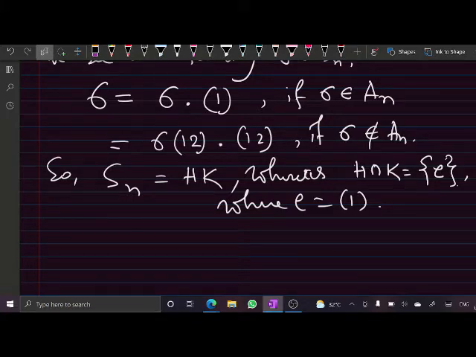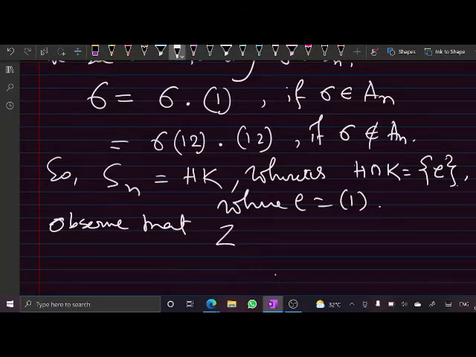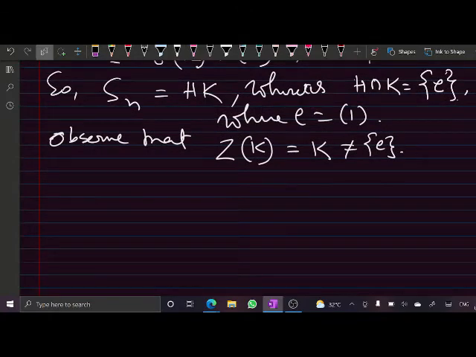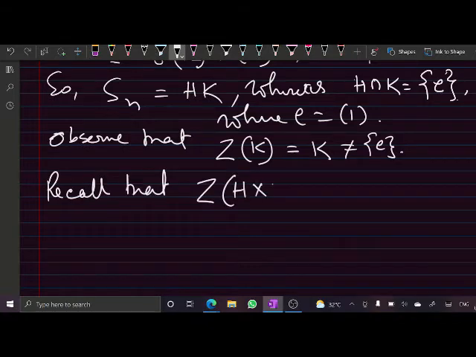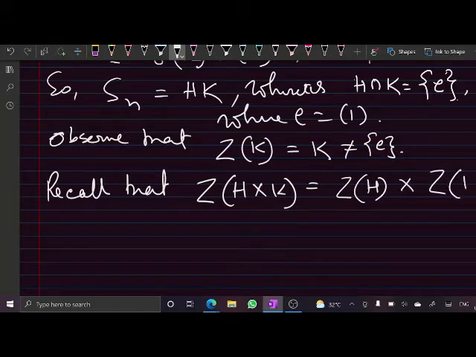Now, since K is a cyclic group of order 2, observe that the center of K must be K itself. So therefore it is a non-trivial subgroup, right? Now recall that this can be treated as an exercise.